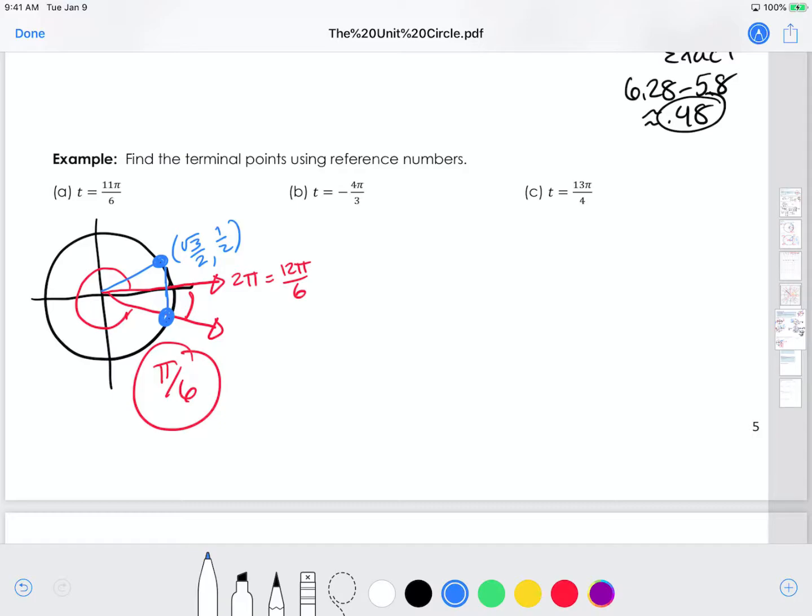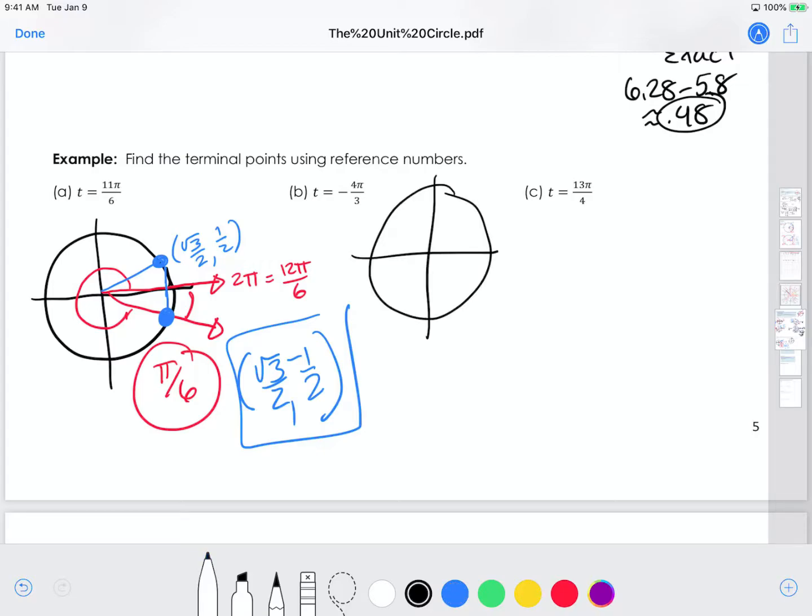So because this is in the 4th quadrant for 11 pi over 6, that means my x is positive and my y is negative. So my final answer is going to be the square root of 3 over 2, negative 1/2. This is my ordered pair, or my terminal point, for the angle 11 pi over 6. And I used my reference angle to figure it out. I just switched the sign depending on what quadrant I'm in.